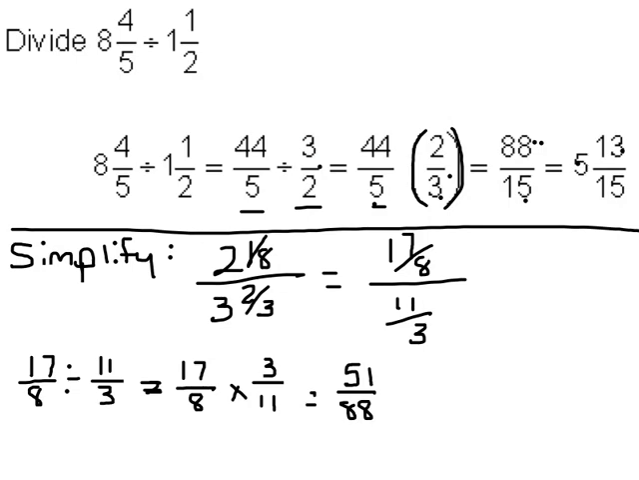Simplify. This bar, remember, means division. 8 times 2 is 16 plus 1 is 17 over 8 divided by 11 over 3. So we're going to put 17 over 8, keep it that way, but then we're going to put times 3 over 11. 17 times 3 is 51, 8 times 11 is 88.